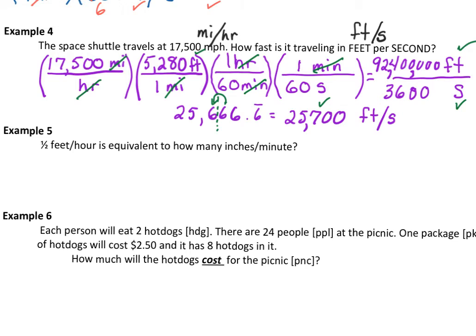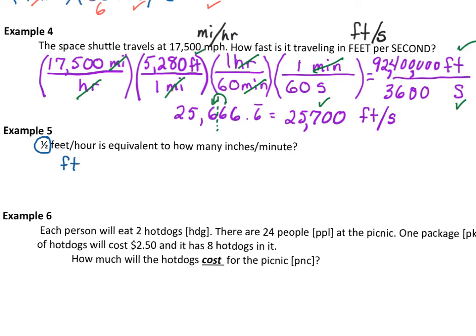All right, let's move on to example 5. This one is quite interesting. It's going to give us some other things to consider here. The question, of course, is 1/2 feet per hour is equivalent to how many inches per minute? Looking at this, I'm going to have to convert feet to inches, and I'm going to have to convert hours to minutes. Okay, so that's going to take more than one conversion factor. It's going to be multiple step, but the most interesting thing looking at this is this 1/2. So let's see how we could deal with that.